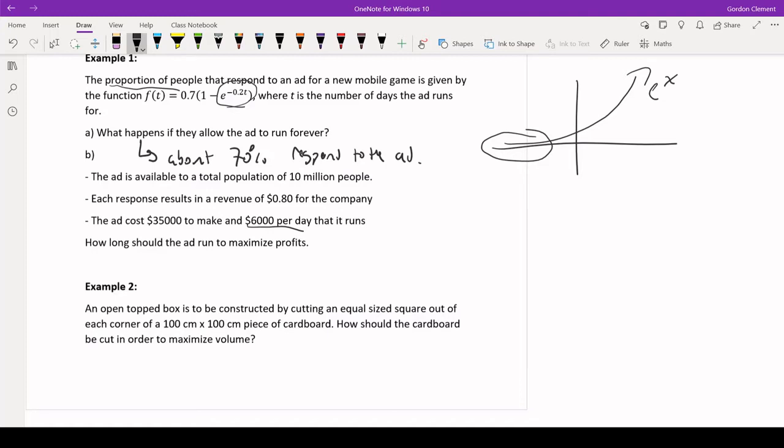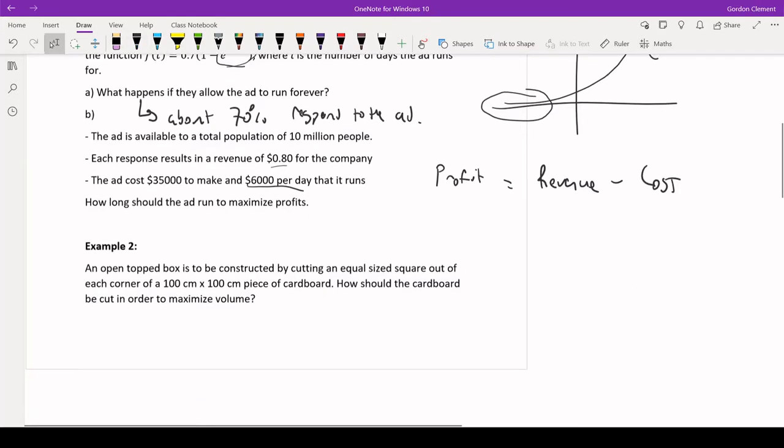So the ad is available to a population of 10 million people. Every time somebody responds to the ad, it generates 80 cents for the company. And then we've got some information about the cost. It costs them $35,000 to make the ad, and then they're charged $6,000 per day every day that they're running this ad wherever they're running it. We're going to try and figure out their max profits. So profit equals revenue minus cost, and I didn't leave any space for you to do this question here, so you're going to want a new piece of paper to do this on.